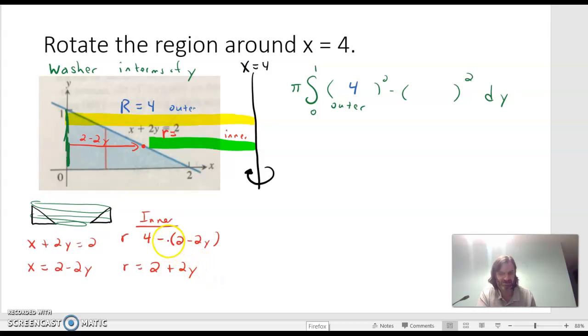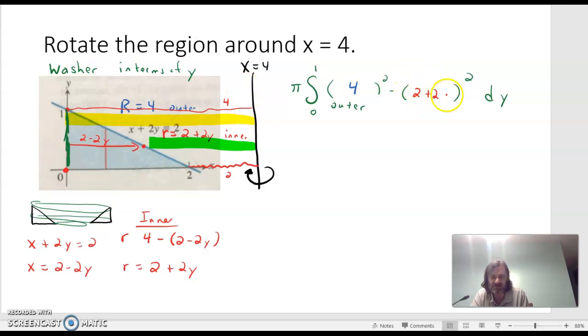So let's make sure that makes sense. So this inner radius will be 2 plus 2y. Let's just give this a shot. When y is 0 down here, 2 plus 2 times 0 would be 2. So this little radius down here to our axis of rotation, x equals 4, would be 2. And then if we try the top one, y would be 1. So 2 plus 2 times 1 would be 4. So that would be all the way across here, which would be 4. So it makes sense on those 2 points. So we'll just use it.